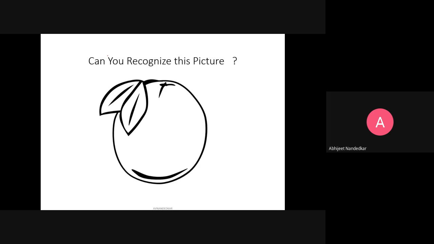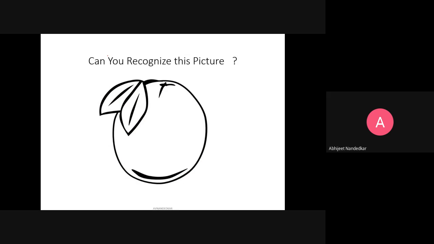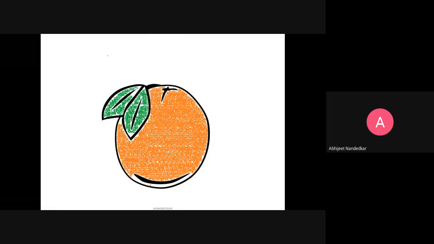Now one more example. What is this? Can you recognize this picture? What can this be? You can make a random guess. No idea? Now suppose I color it like this. What can this be? Orange. Orange, right? So now you can just think about the situation without colors. This was looking like this. And once I add colors, maybe some of you guessed it rightly.